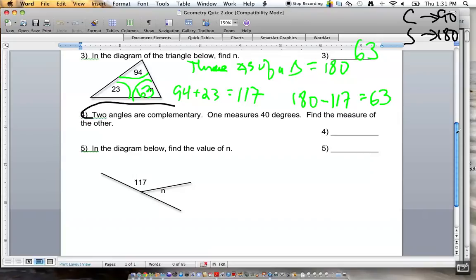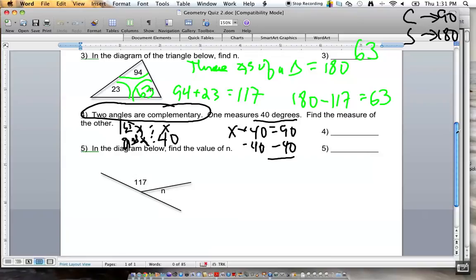Now, how many angles here? 2. First angle, second angle. I don't know what the first angle is. I'm going to call it X. That's what I always call it when I don't know what it is. One measures 40 degrees. Oh, you know what? I might have graded this wrong. If it stops you from getting 100, say something to me. I thought it said one was 40 more than the other. Okay, so I should get X plus 40 equals 90, minus the 40, X is 50. So the answer to number 4 should be 50.